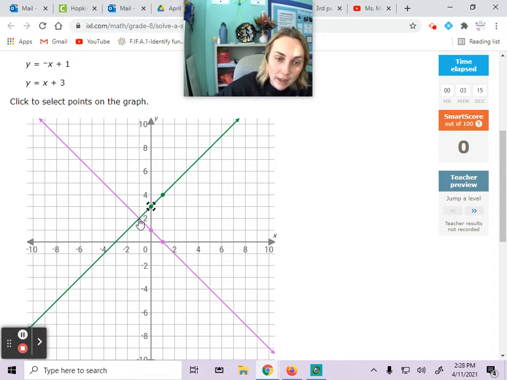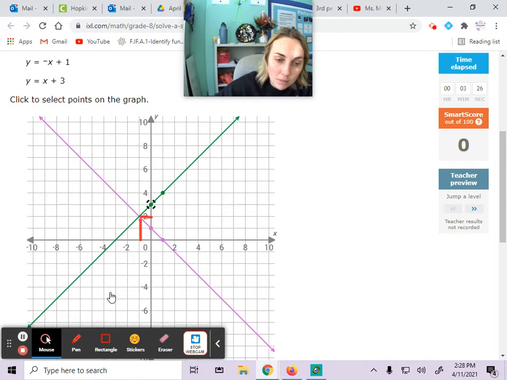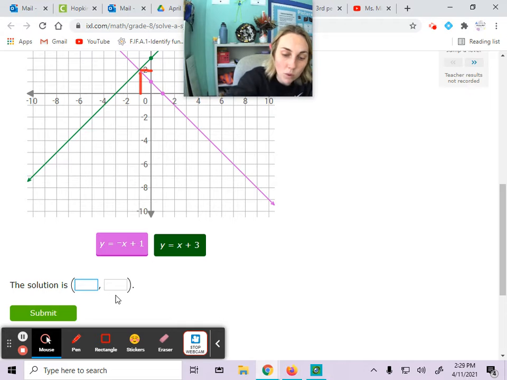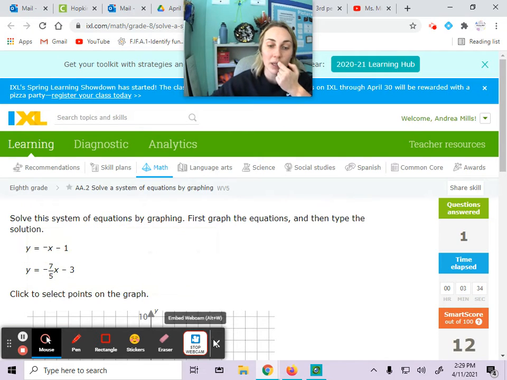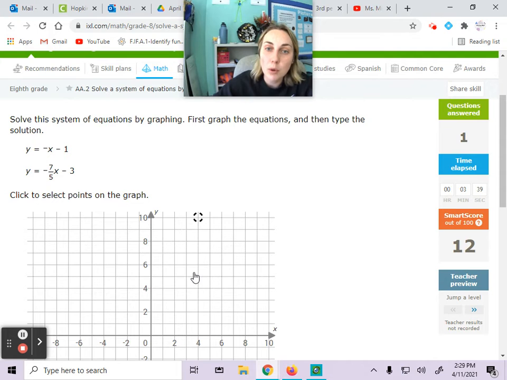This right here, the ordered pair, is going to be negative 1, because on the x-axis it's at negative 1. On the y-axis it's at 2. So the ordered pair is negative 1, because the x-axis is always first, and then 2. And that's all we're doing here. We're going to graph both equations. We're going to find where those equations meet up, and that's going to be your answer.